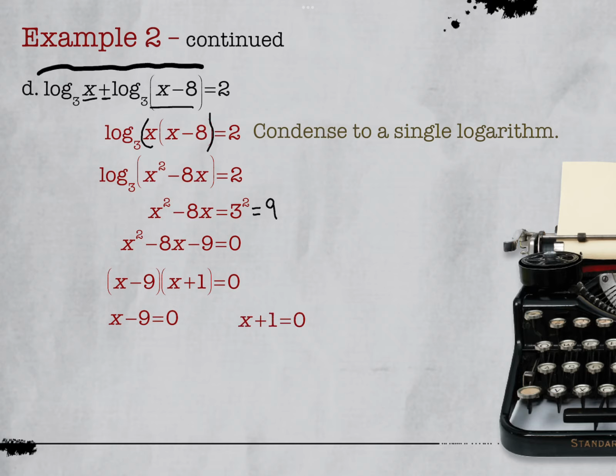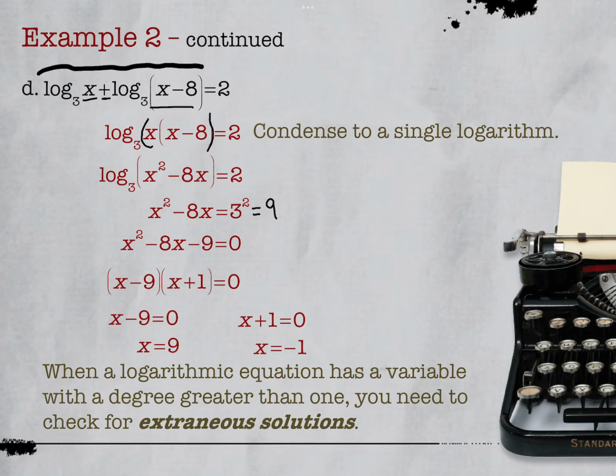x minus 9 equals 0. x plus 1 equals 0. So I get two answers: x equals 9 and x equals negative 1. But when a log equation has a variable with a degree greater than 1, so ours was squared up here, you need to check for what we call extraneous solutions.